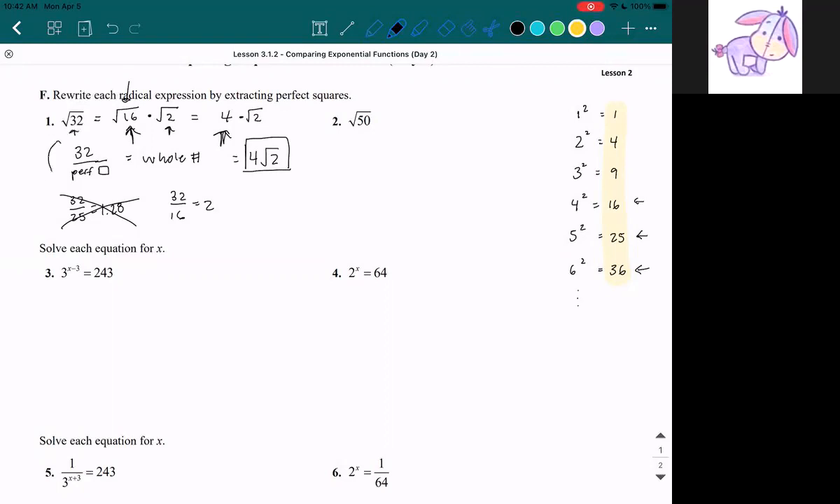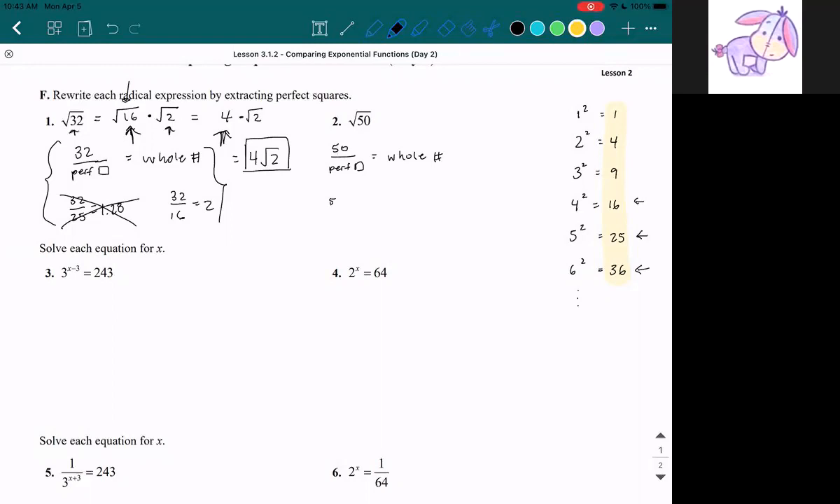All of this stuff that I wrote over here in these brackets, you can do that in your head. You don't have to show all the work every single time. However, just because I am showing you examples and I want you to see what's going on in my brain, I am showing that work, okay? So we're going to try that same process on number 2. Remember, you want 50 divided by some perfect square, and then you want it to equal a whole number. Once again, you don't have to write this down when you're doing your work later on. I'm just showing you what is going on in my brain.